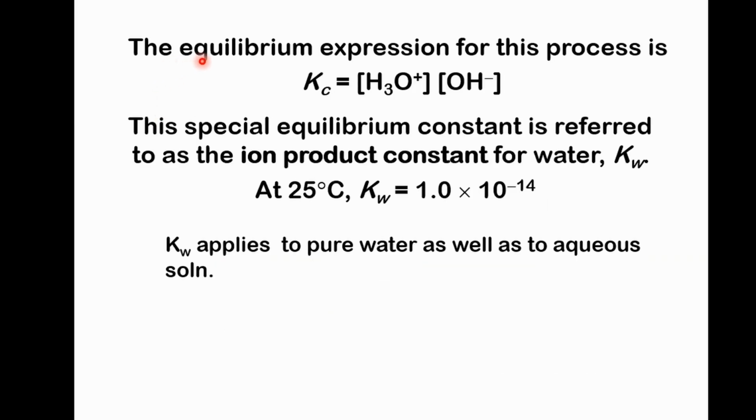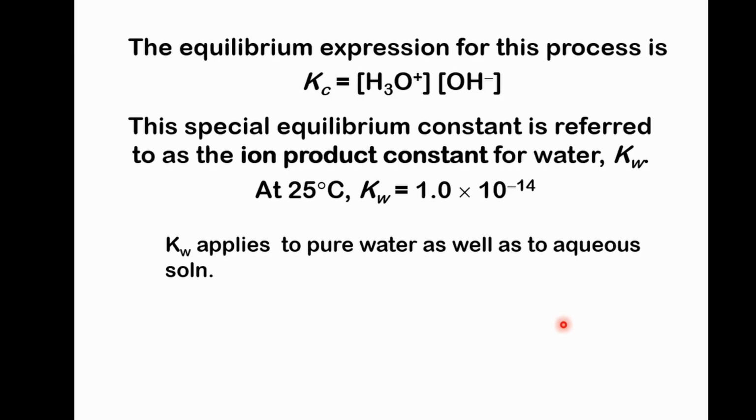The equilibrium expression for this process, presently here I've got a C, meaning concentration, meaning molarities here. This special equilibrium constant is referred to as the ion product constant for water. Here's the ion product. This thing times that thing equals Kw. And Kw applies to pure water as well as aqueous solution.